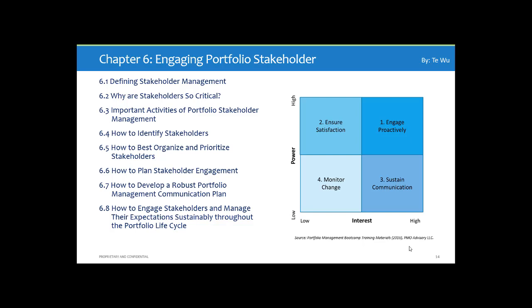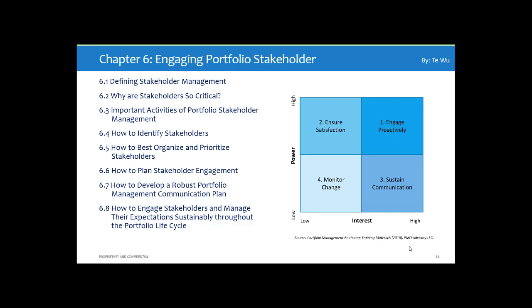We also apply a number of tools and techniques, one of which you could see on the right here. This is a fairly traditional power interest grid. Power is on the y-axis, high versus low, and the interest is on the x-axis. This is the amount of interest people have in this particular portfolio. Low means very little interest, high, of course, very involved.